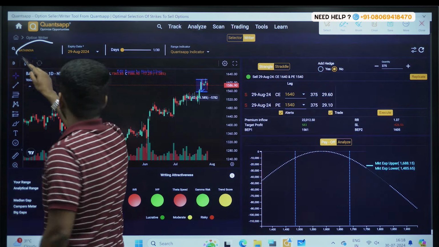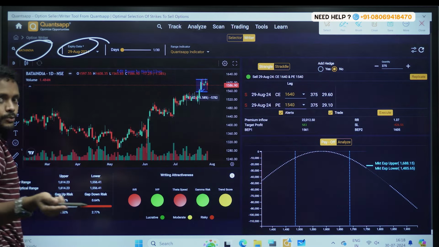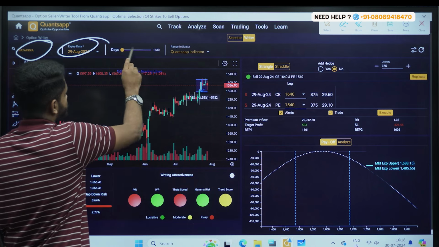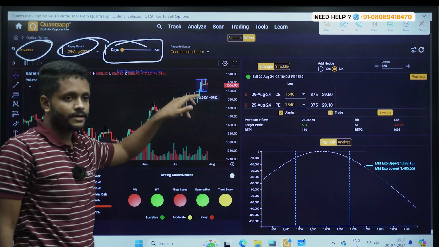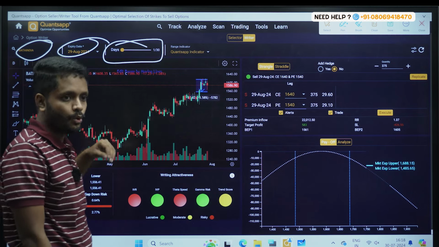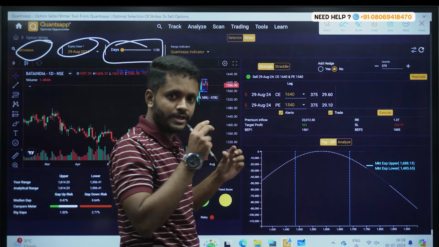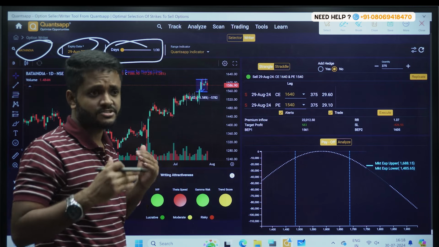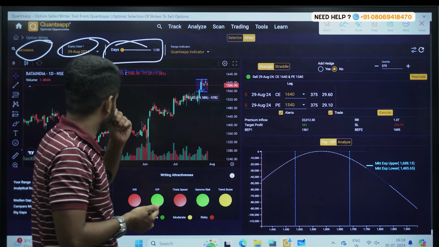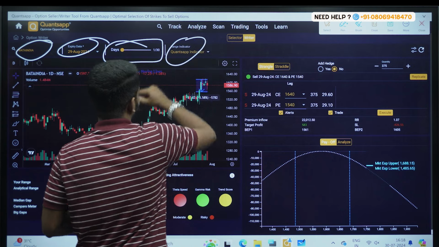Check this. Script is Bata India. Expiry is 29th August by default. And days to expiry, there are 30 days remaining, correct? And you can place how many days you are willing to hold this position. Accordingly, it will give you a range and it will give you a strangle, like which strangle would be better to sell. Now here there is a range indicator option.